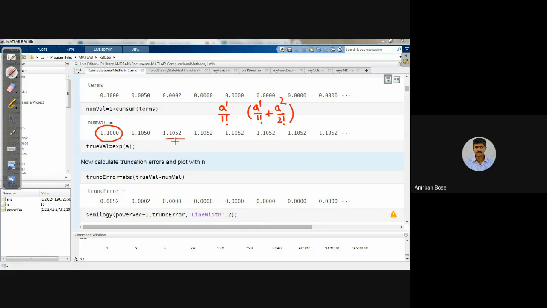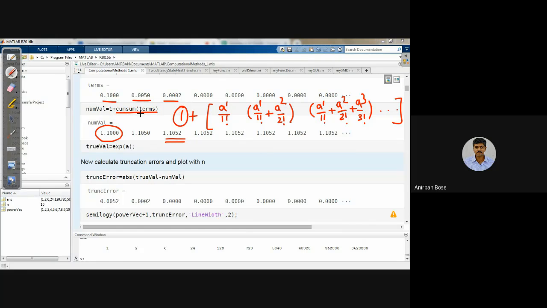What will be the third term? The third term will be the cumulative sum of the first three terms. So what are the first three terms? In this way, you see that this cum sum of the terms is generated. And if you add 1 to this particular row vector that has been created, this 1 will be added to all the terms.